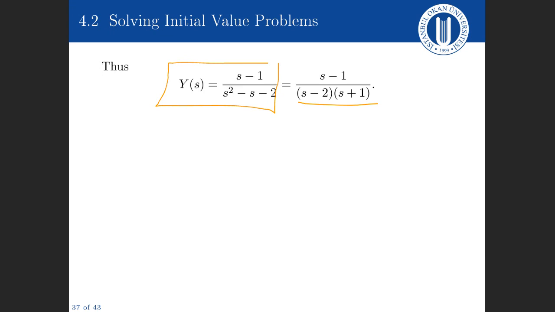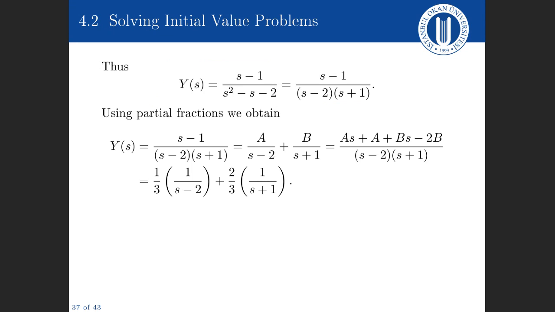We need to use partial fractions. Using partial fractions, and I'm going to leave this for you to double check, this is the same as 1 third, 1 over s minus 2, plus 2 thirds, 1 over s plus 1. And these functions will look familiar to us. If we look at our table of elementary Laplace transforms, we can see the Laplace transform of e to the 2t is 1 over s minus 2, and the Laplace transform of e to the power minus t is 1 over s plus 1.